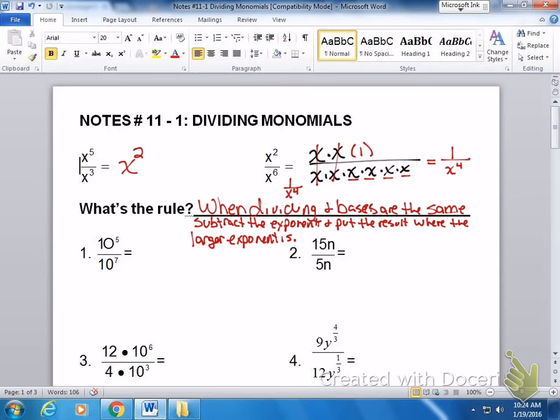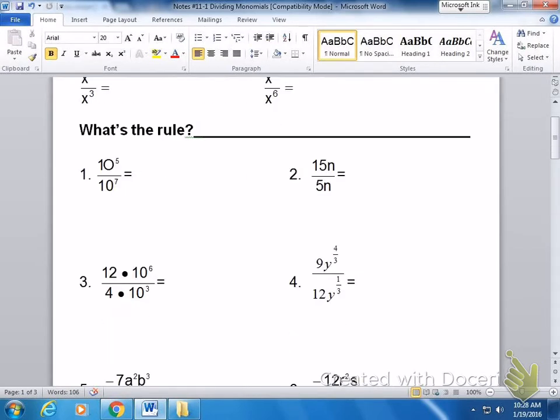All right, guys, so let's go and do some examples. We're going to start with number 1. I have 10 to the 5th over 10 to the 7th. So first, let's use the rule. Well, it looks like the bottom one has the bigger exponent, so I'm going to have my answer on the bottom. I take 7 minus 5. That gives me squared. Now, since 10 to the 5th was completely canceled out, I put a 1 in the numerator. And then I can actually do this one. 1 over 10 squared is 1 over 100.